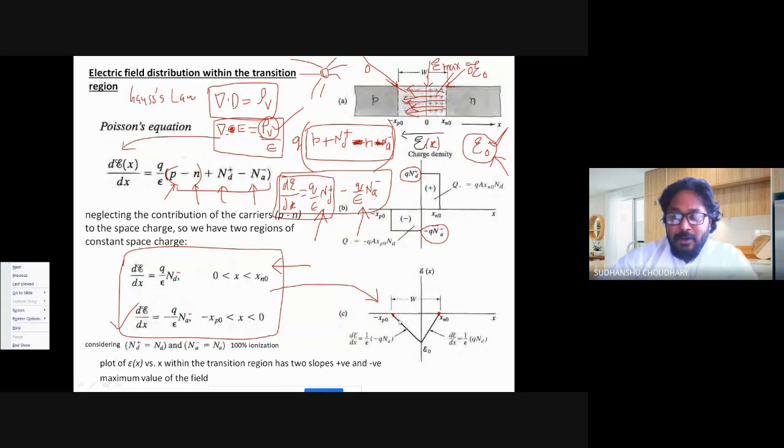Now this electric field distribution tells me that in the entire depletion region, the electric field is negative. So the electric field is negative inside this depletion region or space charge region. And the electric field is increasing when you move from 0 to xn naught, so it has a positive slope. And when you are moving from xp naught towards 0, x is again increasing, but the slope is negative, that is, the electric field is decreasing.